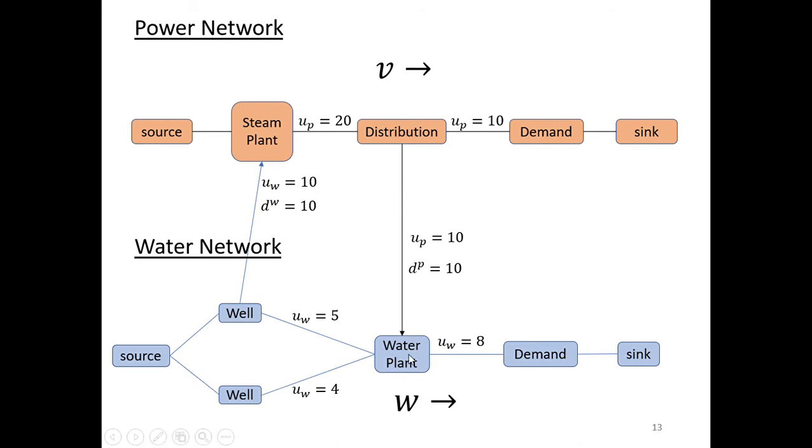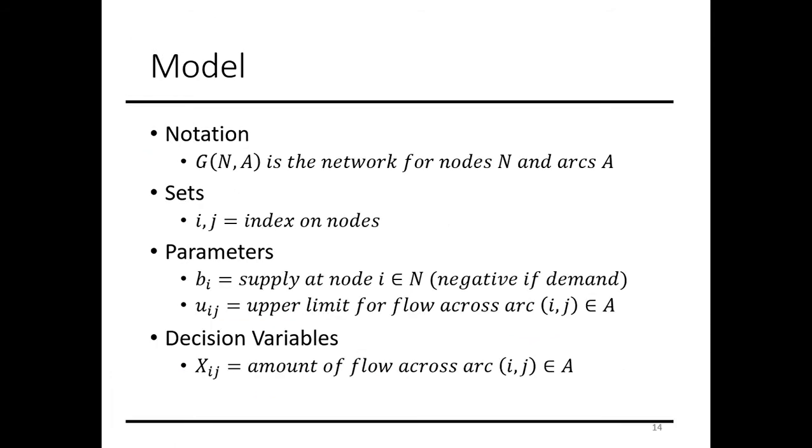So it's demanding 10 units of power. If we don't meet that 10 units of power, then the amount of total flow that can come out of it will decrease proportionally to the demand that we did not meet. And the same thing can be said about the steam plant. Upper level limit of 20. If we don't meet its water demand, then that upper level decreases proportionally. So before we solve the problem, we're going to go over our notation.